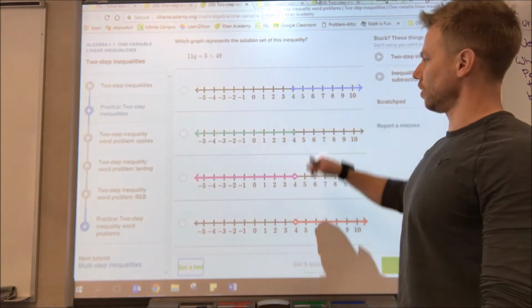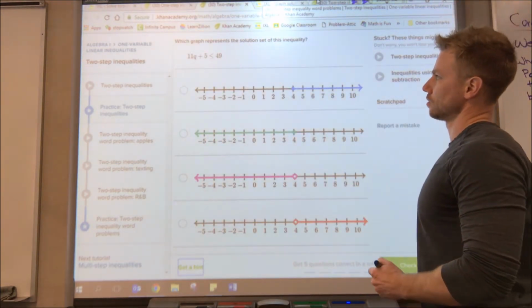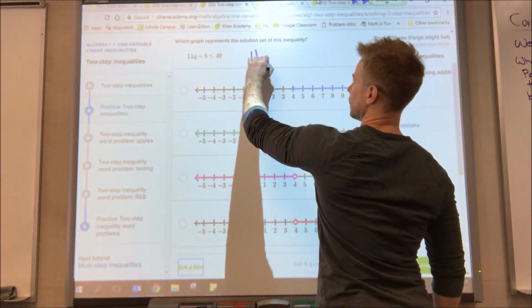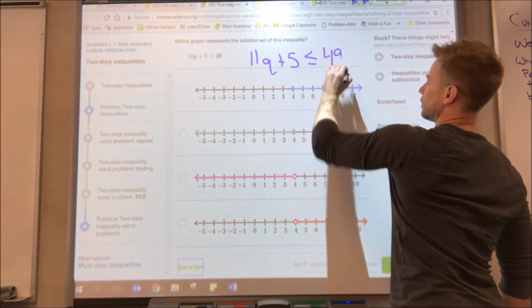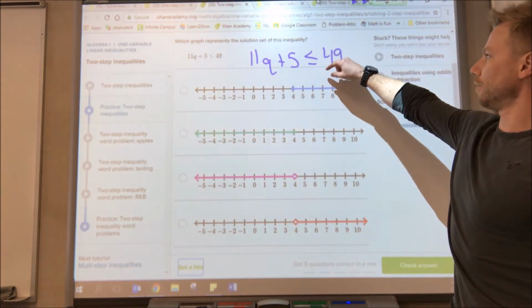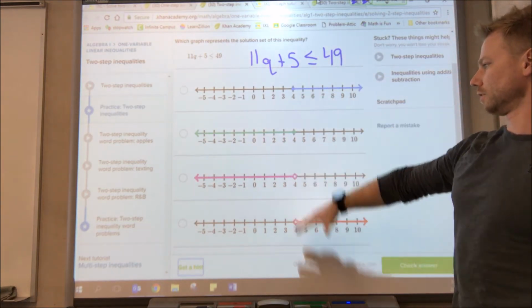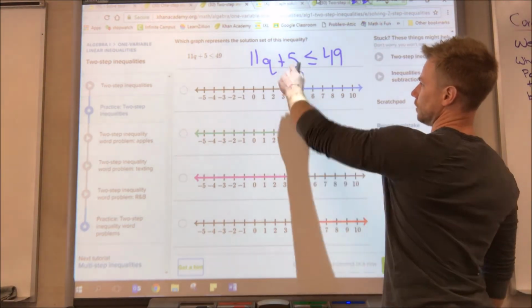On this one, we need to solve it and then pick which graph is going to give us the correct answer. So we have, I'll write this, 11q plus 5 is less than or equal to 49. It's going to be less than or equal to, so we already know it's a closed circle. So we know it's got to be one of the first two. The last two are already out. So we'll solve it to figure out which one.